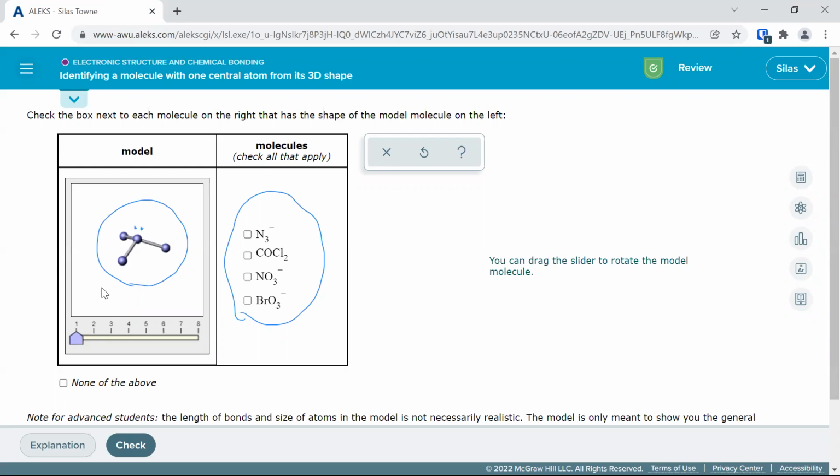So already we're not looking good for this one because if the N is a central atom, it's only got 2 things to bond to. So I don't like that one. Now we got some other options. We got C bonded to oxygen and 2 chlorines, so that's a possibility. Here we got a nitrogen with 3 oxygens bonded to it, and here we have a bromine with 3 oxygens, and we have some charges to deal with.